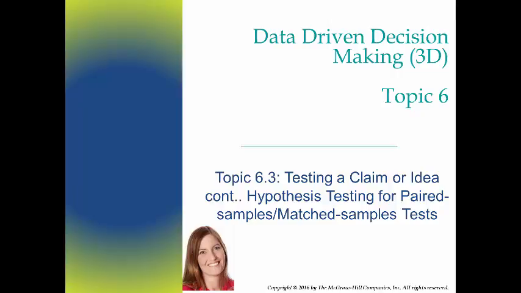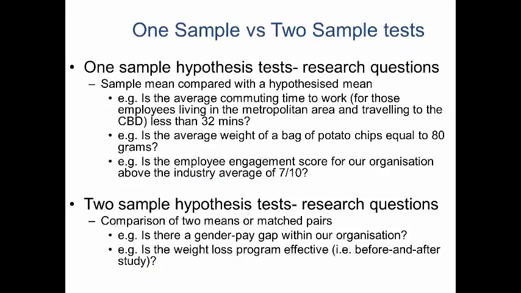Hi everyone, welcome to topic 6.3, hypothesis testing for paired samples and matched sample tests. Again, let's distinguish between one sample and two sample tests. For a one sample test, we are comparing our sample mean to our hypothesized population parameter. For independent sample tests, we compare the mean of two different groups.